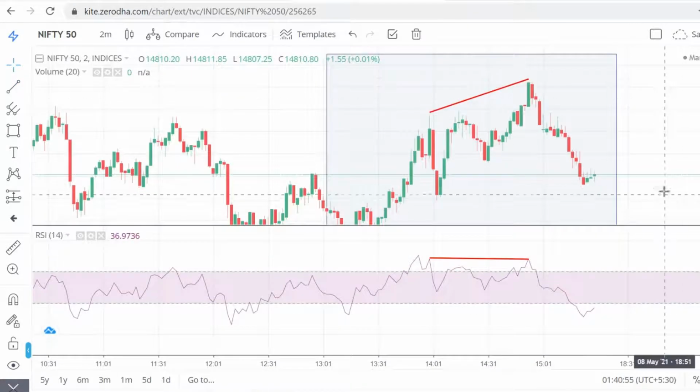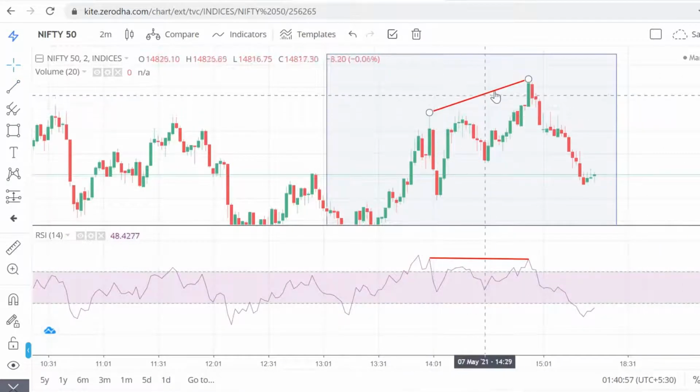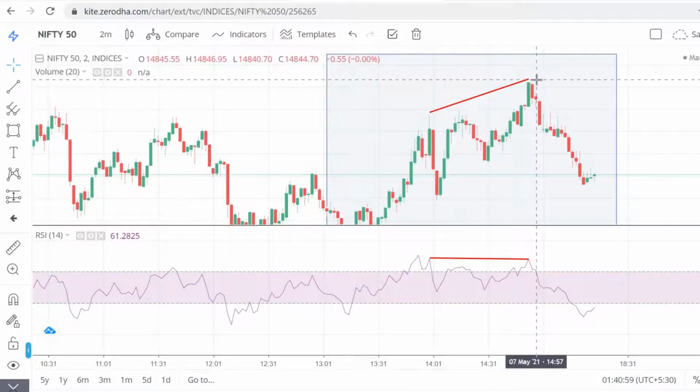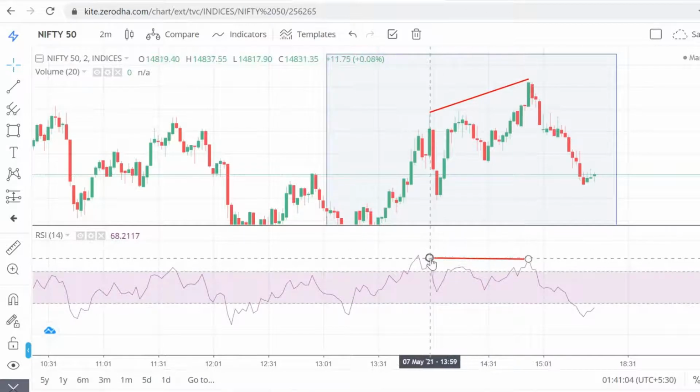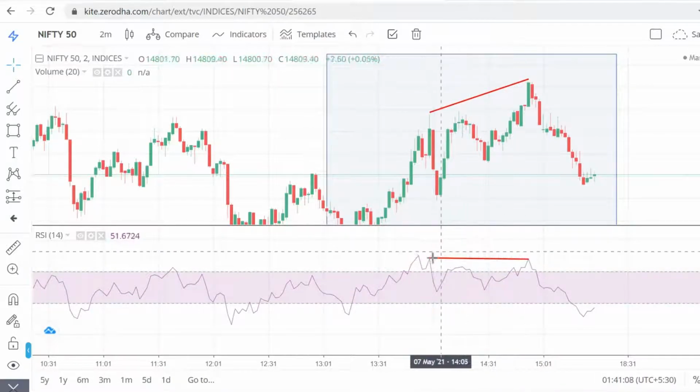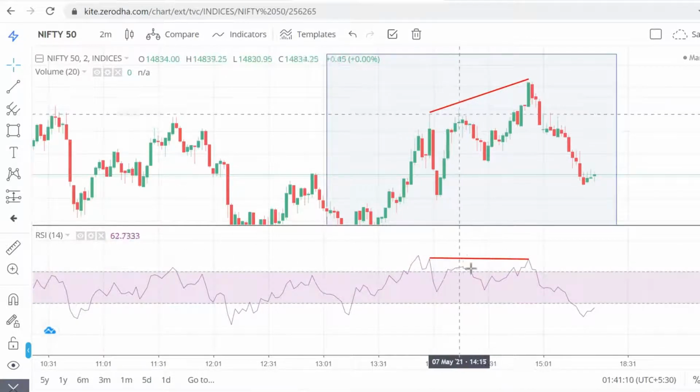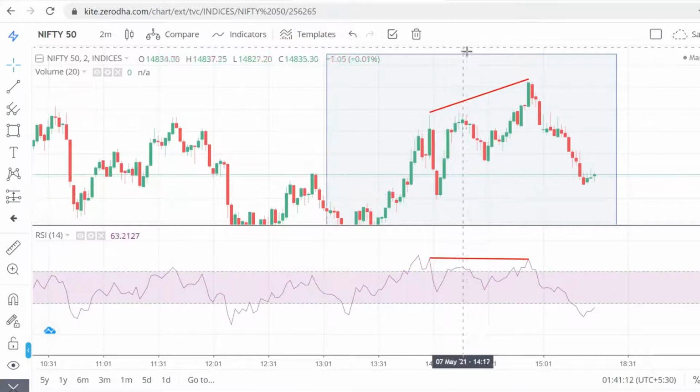I'm sorry. What do you see here? There is a bullish line seen here, a bullish trend here. But what do you see here? There is a slight bearish, or you can see that this line and this line are not the same.